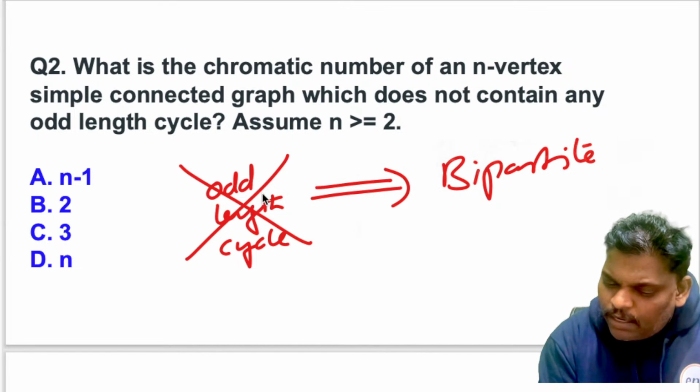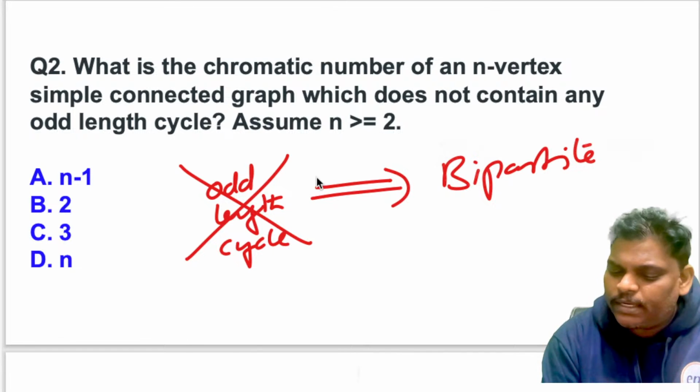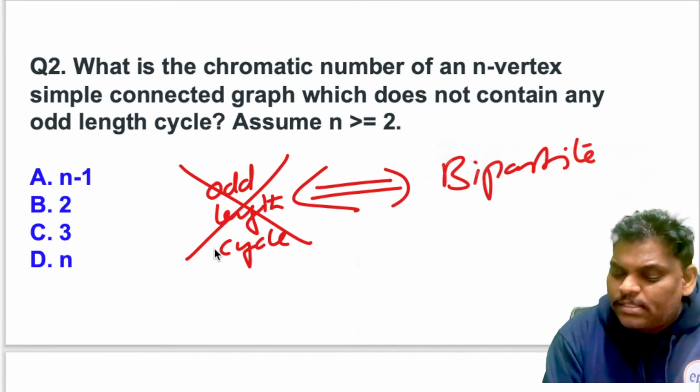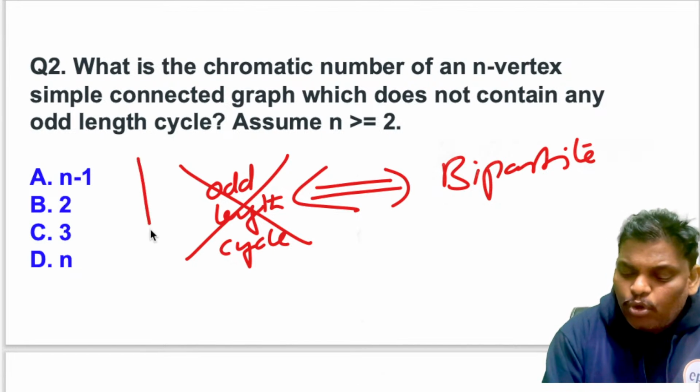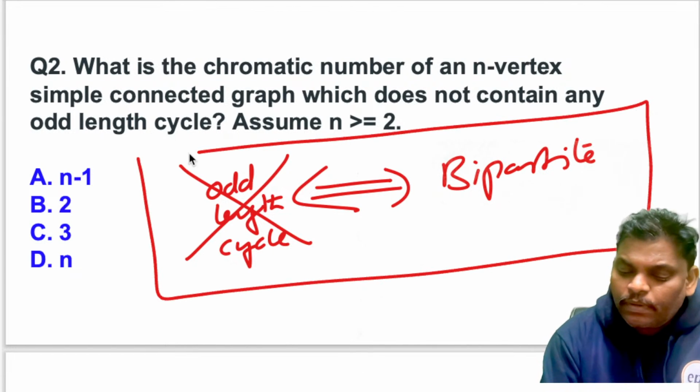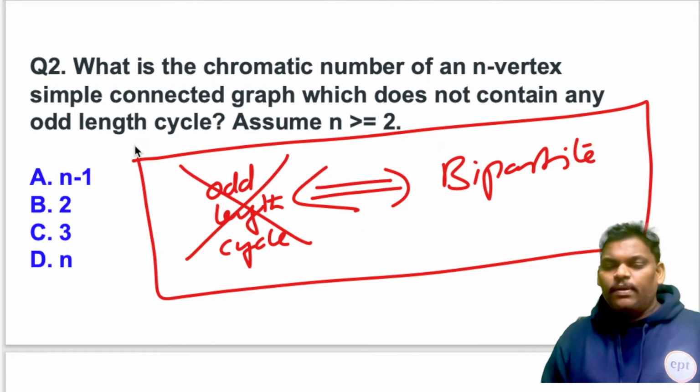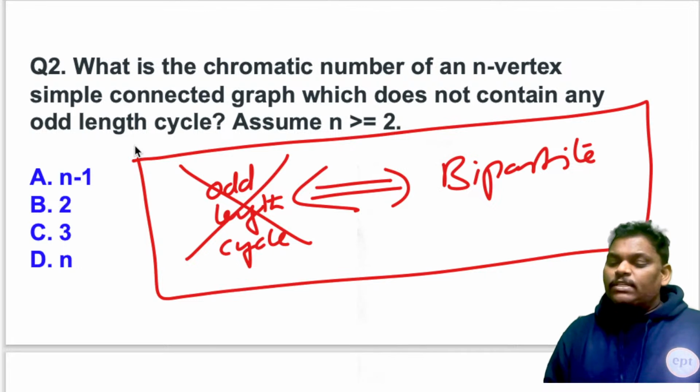Next one. If it is bipartite, an odd length cycle does not exist. It is true both ways. Odd length cycle does not exist, then it is bipartite. If it is bipartite, odd length cycle does not exist.